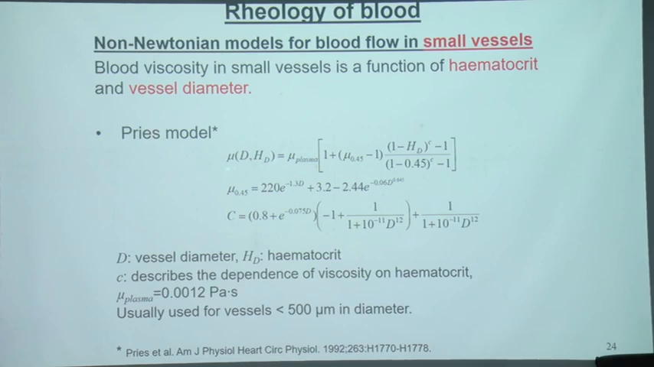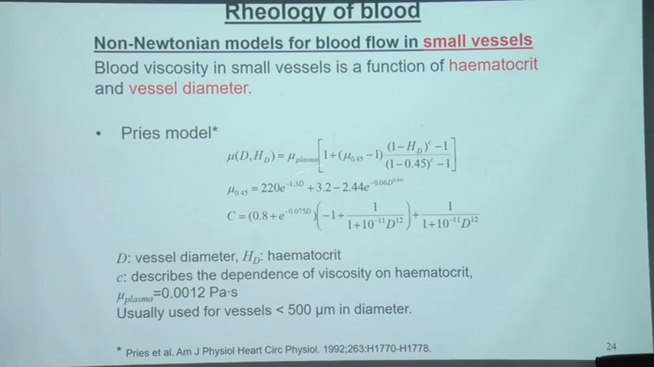And you can see that the viscosity is a function of the hematocrit. It's also a function of the vessel diameter. These need to be used in conjunction with the other two equations, and the various parameters can be found in the literature. Further theoretical details about this model and the corresponding experimental data can be found in the original paper by Priest.